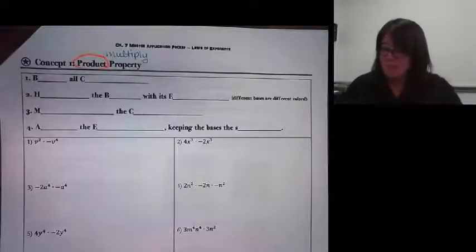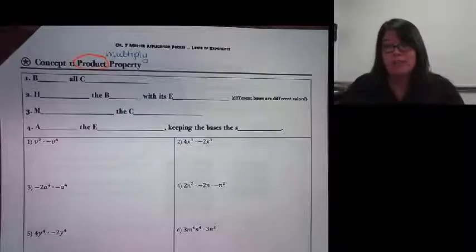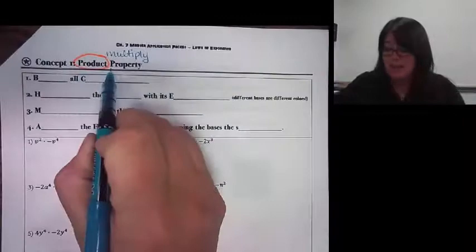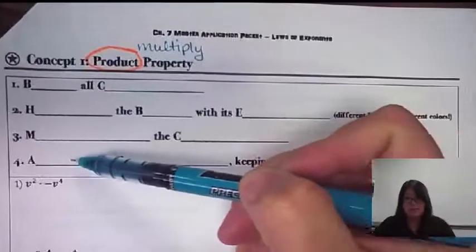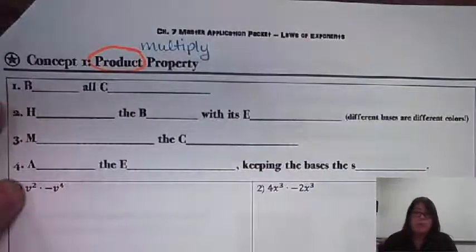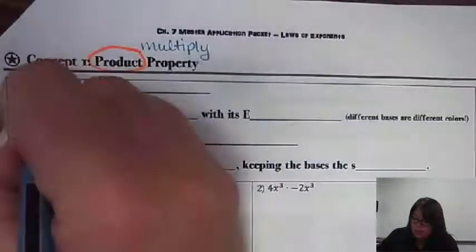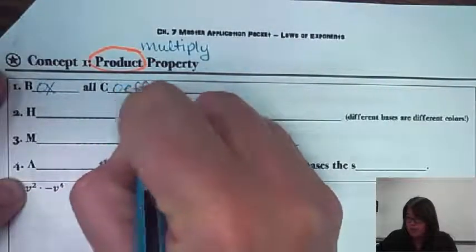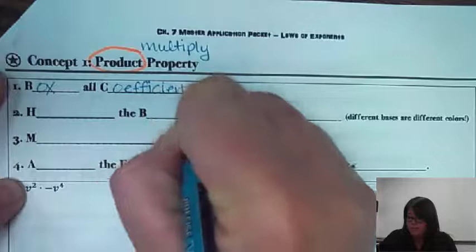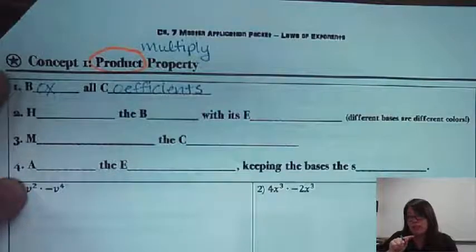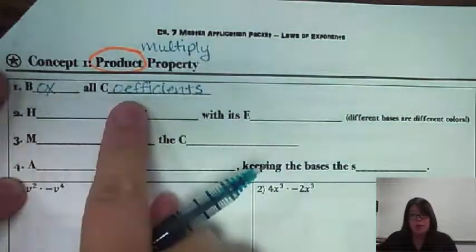Let's jump in. Whenever you have algebraic expressions that involve exponents that are being multiplied together, we're going to follow the product property, and this is a 4-step process. Step 1, the first thing that you're going to do after you rewrite your problem is box all coefficients. Remember, coefficient, base, exponent. The coefficient is the number in front of the expression. So we're going to put a box around all of those numbers.